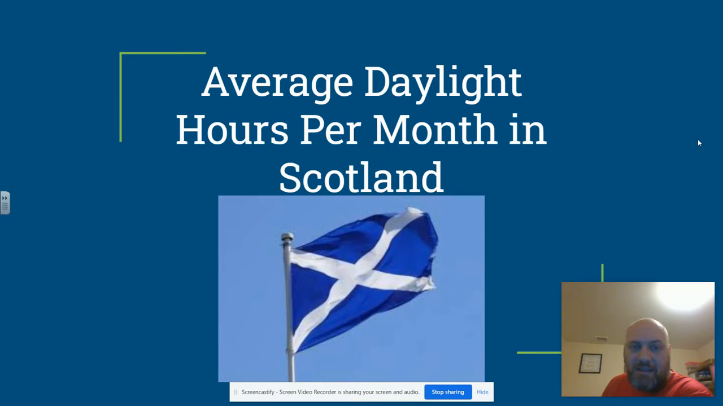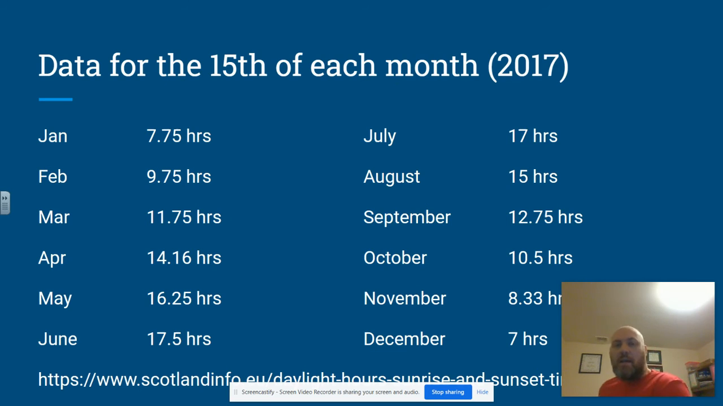So this is my exemplar. I'm taking a look at the average daylight hours per month in Scotland. As of the year 2017, I took the data based on the 15th of each month for the number of hours of daylight in that particular month. So you can see here my months, January through December of 2017, and then the number of hours for daylight on the 15th of each of that month.